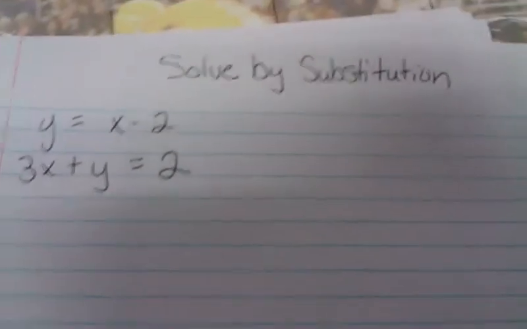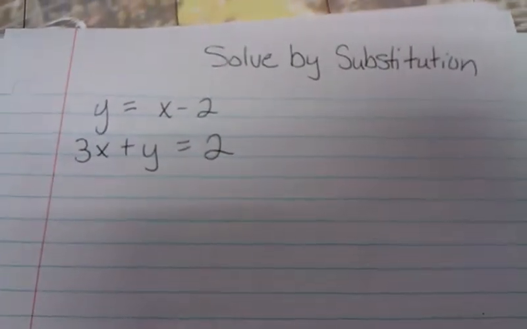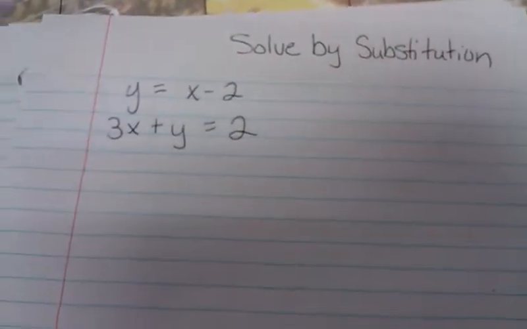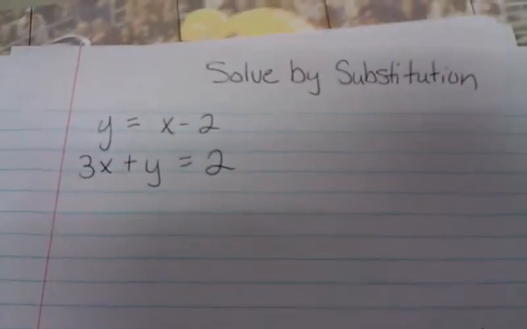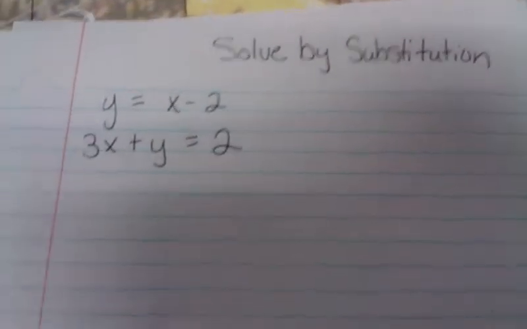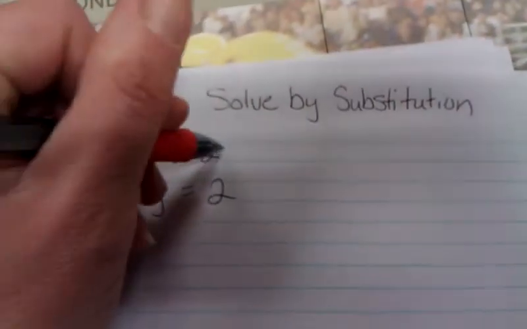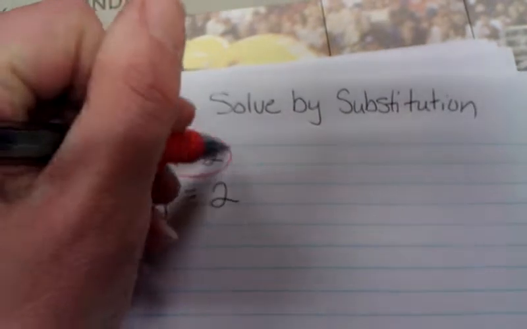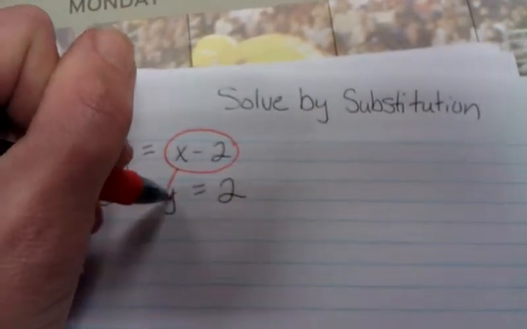Now what we're going to be doing is solving by substitution. If you see on these two equations, on this system, only one of them is written in slope-intercept form. The other one is in standard form. What you will do is take the one where y equals. I'm going to circle what y equals, and I'm going to substitute it. I'm going to put it in the equation for y.